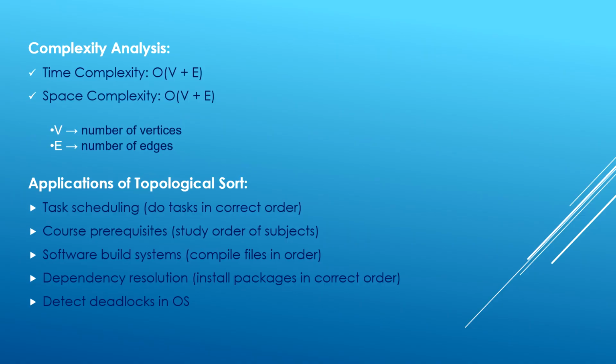Complexity analysis. The time complexity of topological sort is order of V plus E. The space complexity of topological sort is order of V plus E. Here, V is the number of vertices, E is the number of edges. The applications of topological sort: task scheduling, course prerequisites, software build system, dependency resolution, detect deadlocks in operating system.